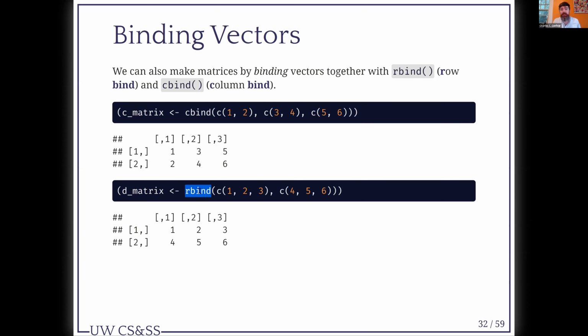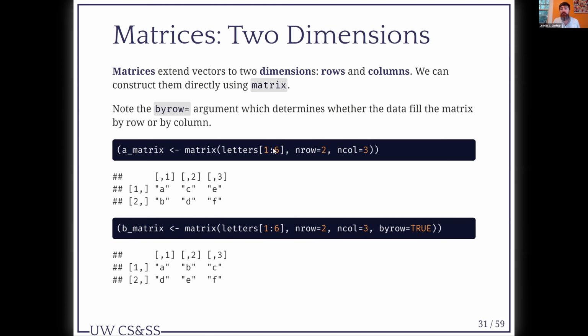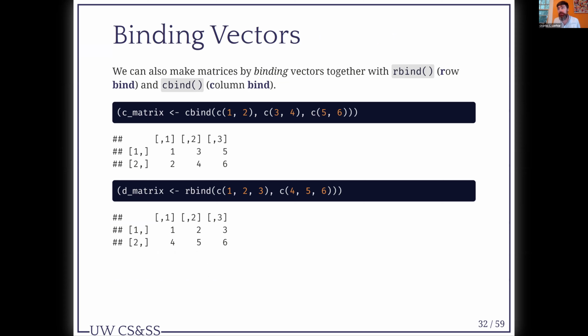Row bind does the same thing with rows. If I take 1, 2, and 3 and row bind it to 4, 5, and 6, 1, 2, and 3 becomes the first row, 4, 5, and 6 becomes the second row of the matrix, okay? So you can manually assemble matrices from vectors, or by populating them like I did here from a vector and specifying a specific number of rows and columns. So if you need to manually create matrices, these are ways to do it in different ways.